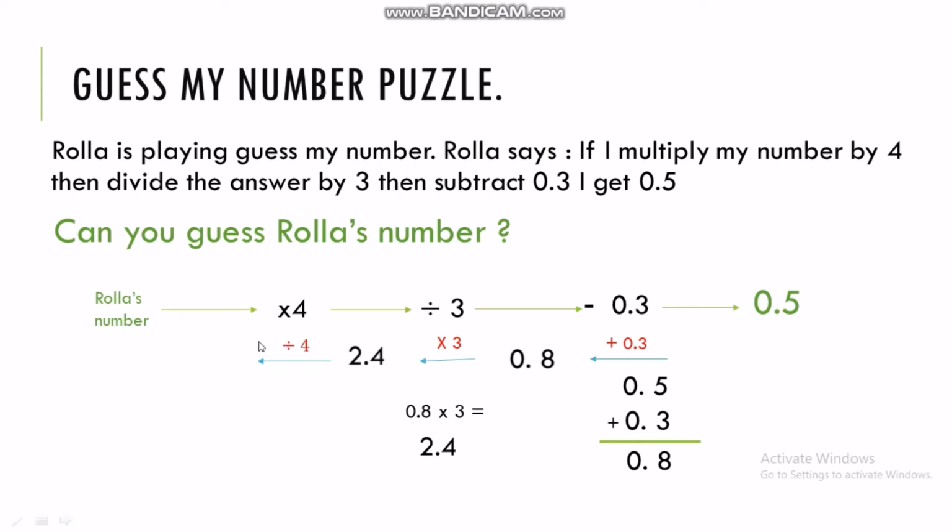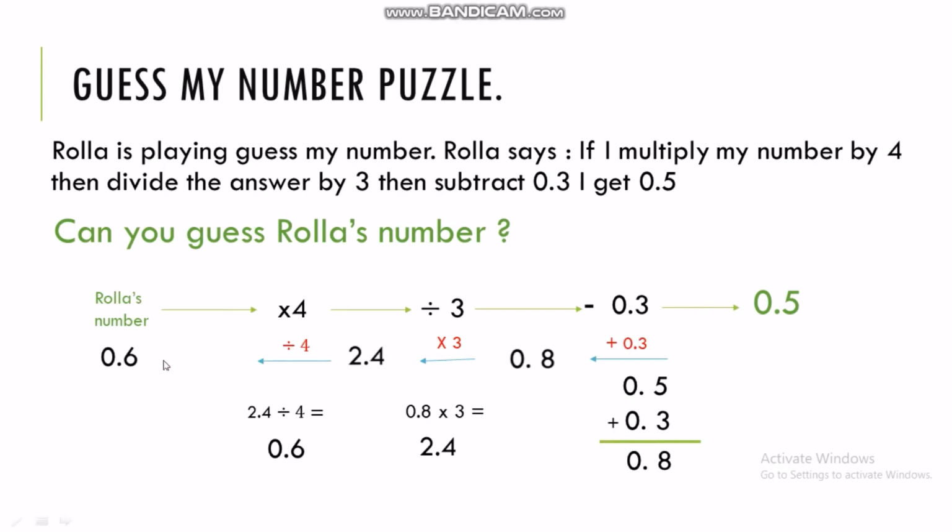Rula multiplied by 4. We need to divide by 4. 2.4 divided by 4 is equal to what? Ignore the decimal point. 24 divided by 4 is 6. 2.4 has one decimal place. This means that the answer must have one decimal place. So the answer will be 0.6. And this means that Rula's number is 0.6.